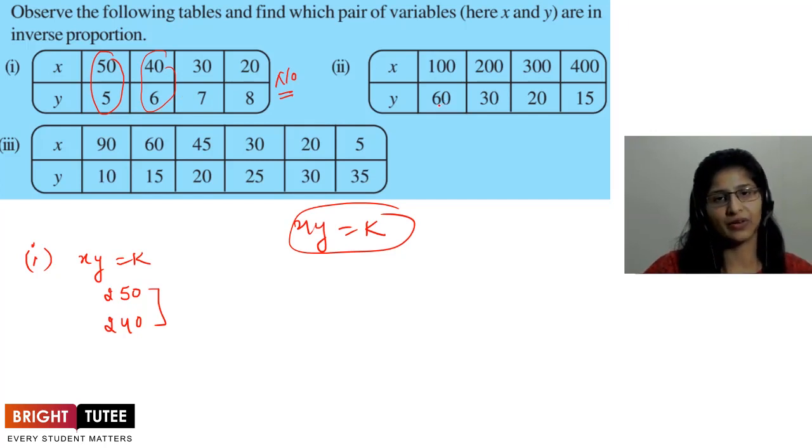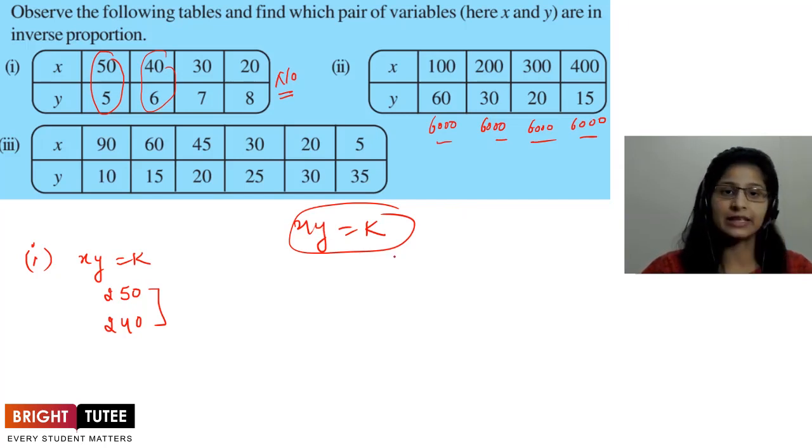Let us check for the second one. For the second, if we check, just multiply. 60 into 100 gives us 6000. 30 into 200, 3 2s are 6, yes, 6000 we get. 300 into 20, yes, it gives us 6000. And 15 4s are 60 and zeros. So yes, we are getting every time the value of k, which can be calculated by multiplying x and y. Clear? So it is same. There is a constant value that we are getting. So yes, this is a case of inverse proportion. Here the variables x and y are in inverse proportion.